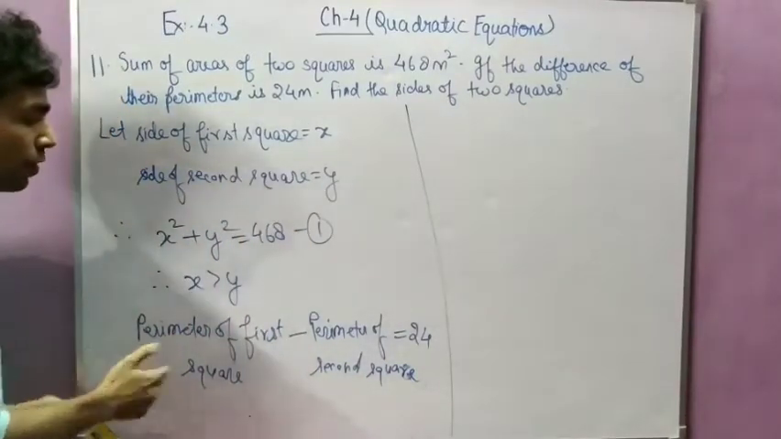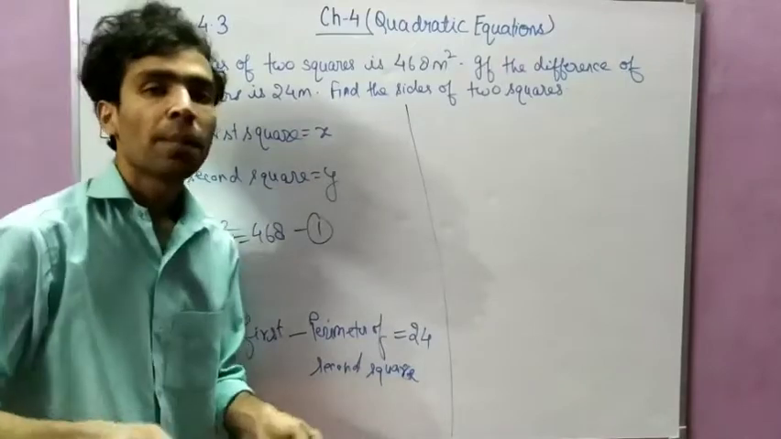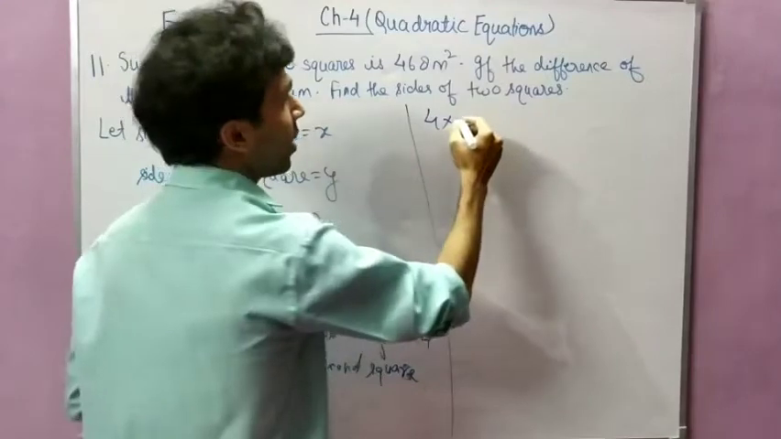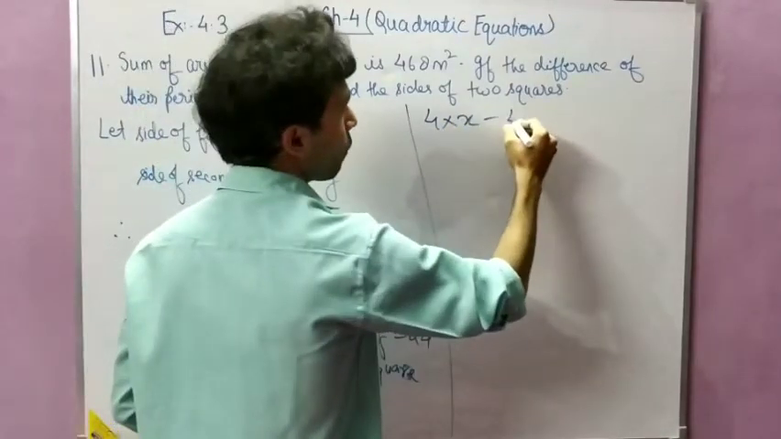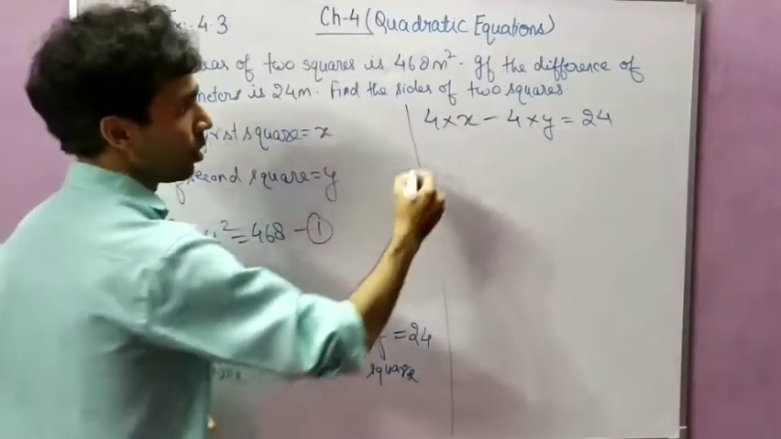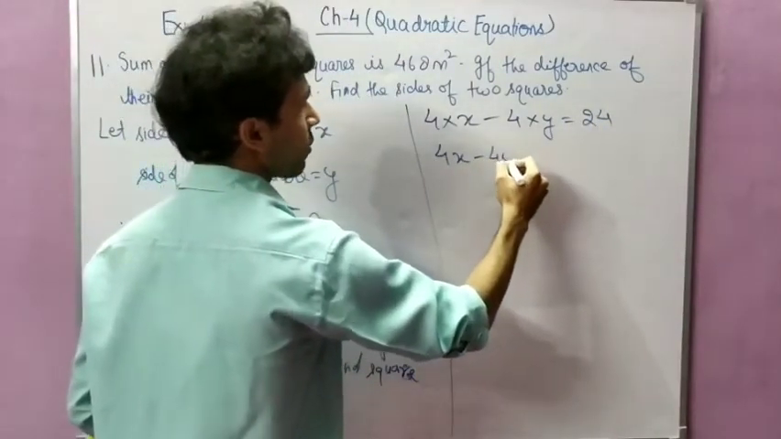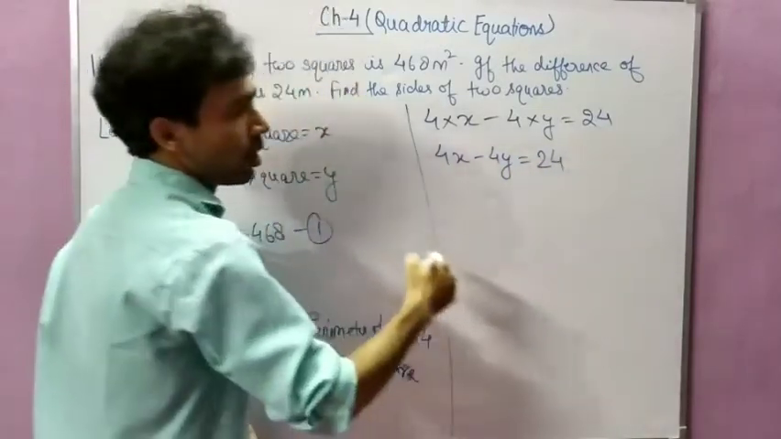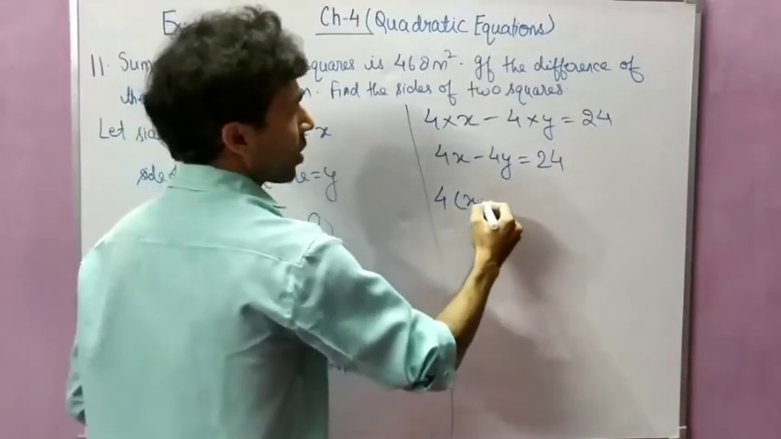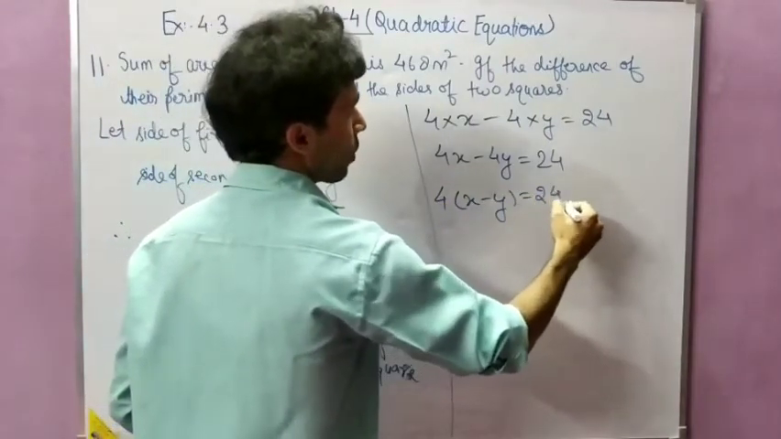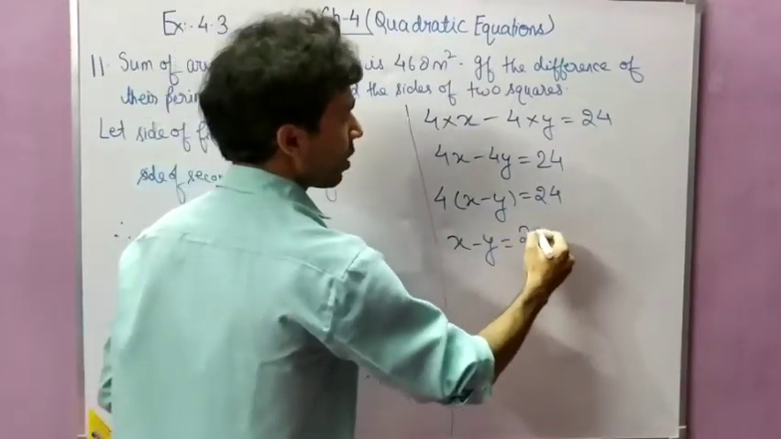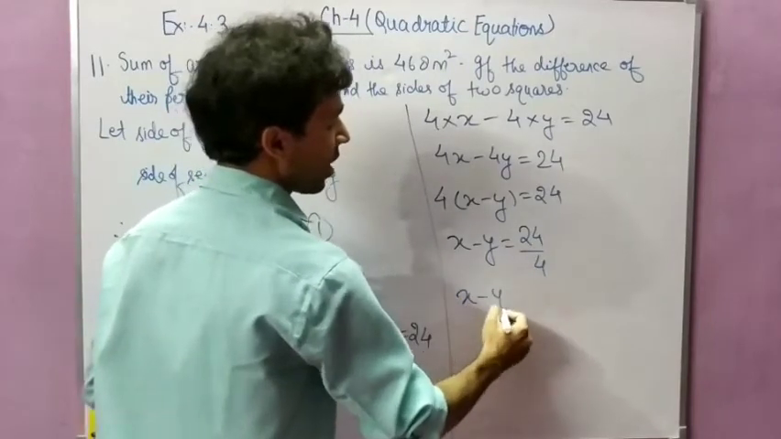So now what will be the perimeter of the first square? We all know that the perimeter of a square is 4 into side. So 4 into the side of the first square, x minus y, is equal to 24. Now it will come 4x minus 4y equal to 24. Now you can take 4 as common. So when you take 4 as common, in the bracket it will come x minus y equal to 24 by 4. So x minus y equal to 6.